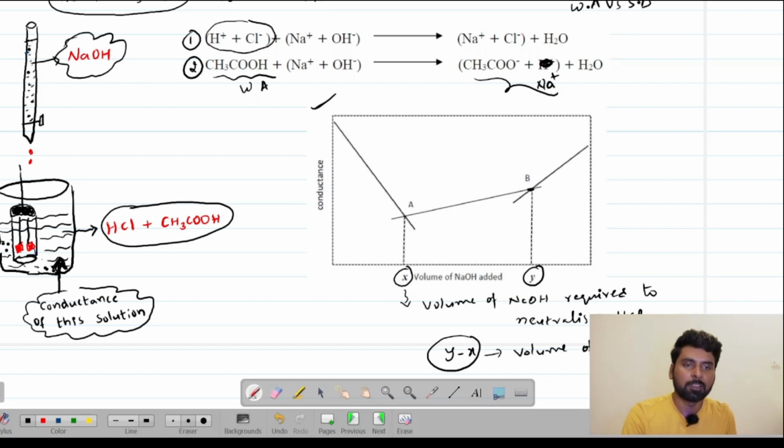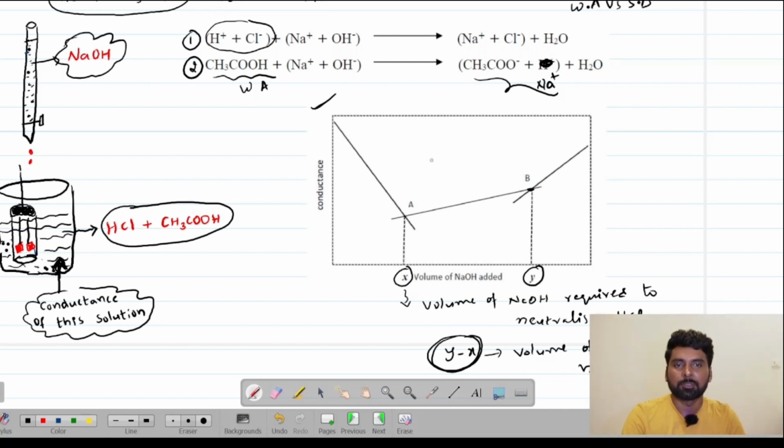Okay, which volume? Volume of NaOH required to neutralize acetic acid. That's the volume. Please remember, X is for HCl, Y minus X is for acetic acid. Once the acetic acid is neutralized, the graph again starts increasing its conductance. That is due to increase in the number of OH minus ions, because you keep on adding OH minus ions.